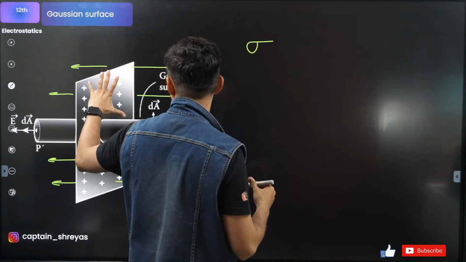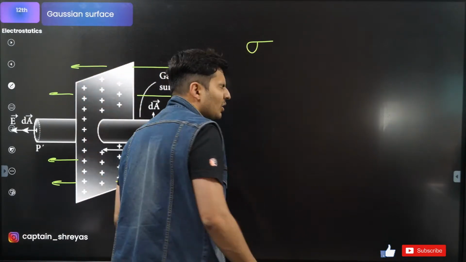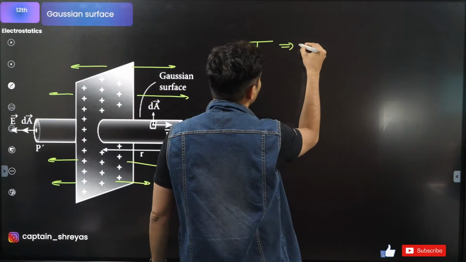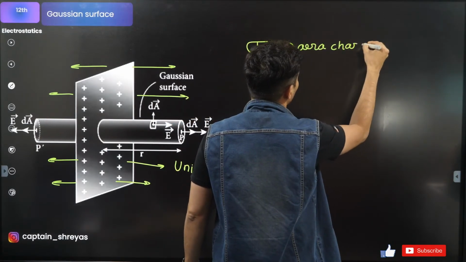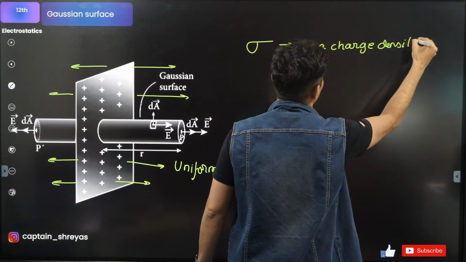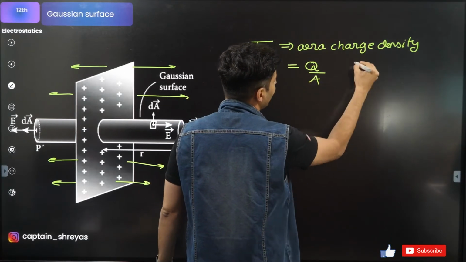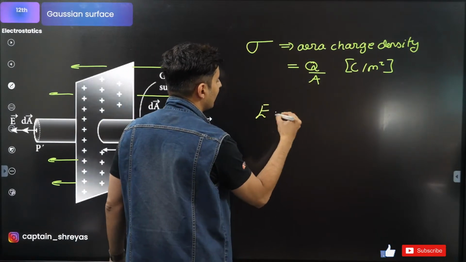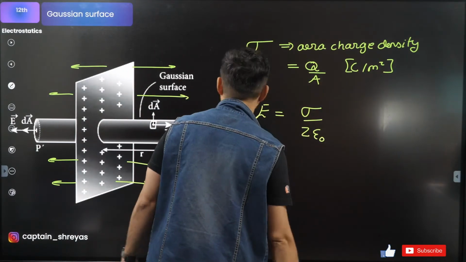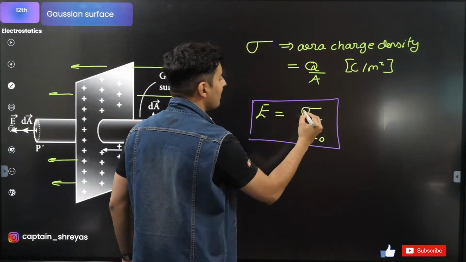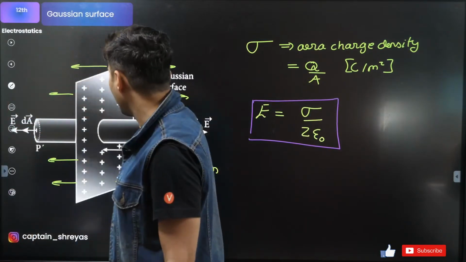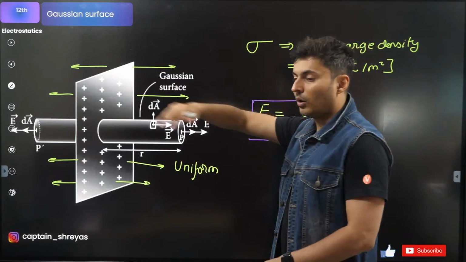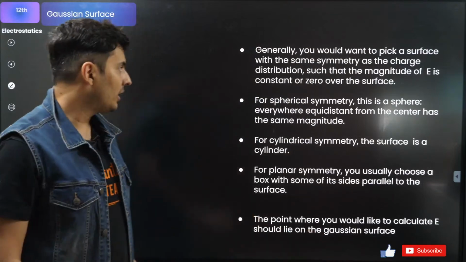What is important in such problems is how much is the charge per unit area. That is called the area charge density, and you write it as charge per unit area, which is Coulomb per meter square dimensionally. The electric field that comes out is sigma by 2 epsilon naught. This is a very important formula where sigma is the area charge density, the charge on the surface per unit area. Very, very crucial. Sigma by 2 epsilon naught, and it is uniform on both sides. Okay, moving on to the next one.